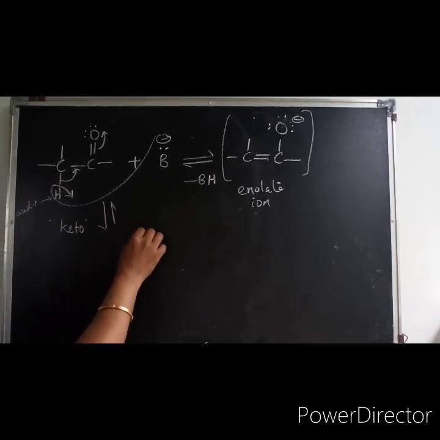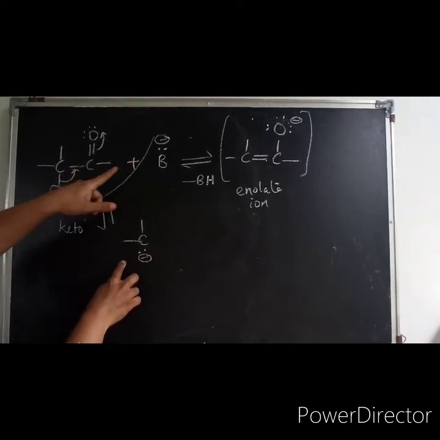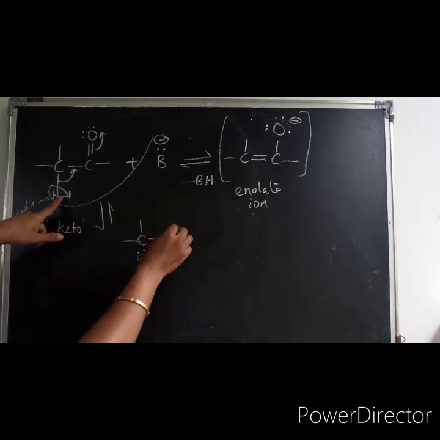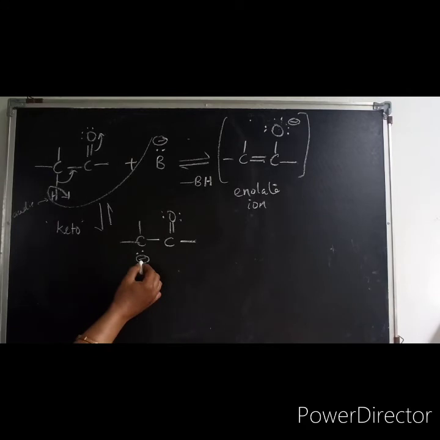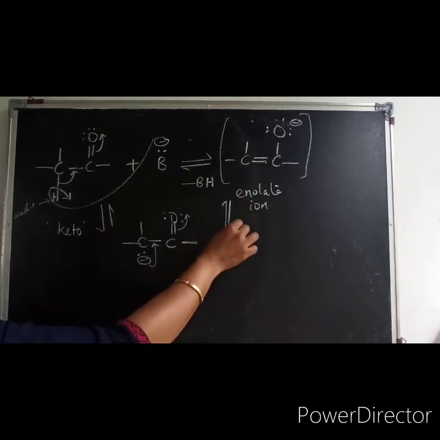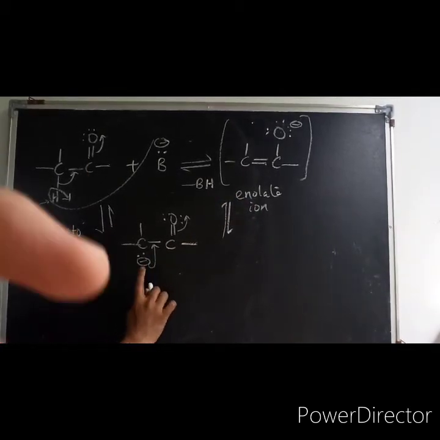No need, just for the purpose I am writing. Here, the negative charge: the base is taking up this proton, and you will be getting a negative charge. Single bond, double bond O, like this. Now in the next step you can show enolization, so this will eventually lead to this one. So both are enolate. Okay, both are enolate.